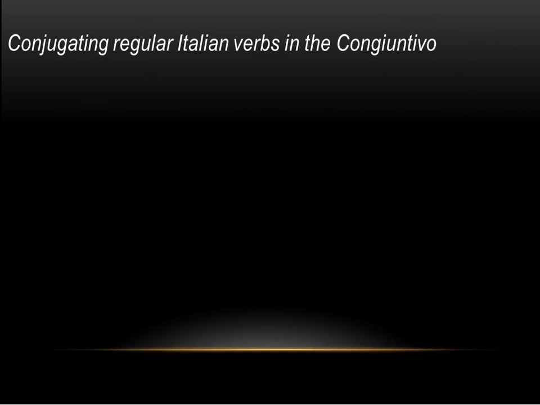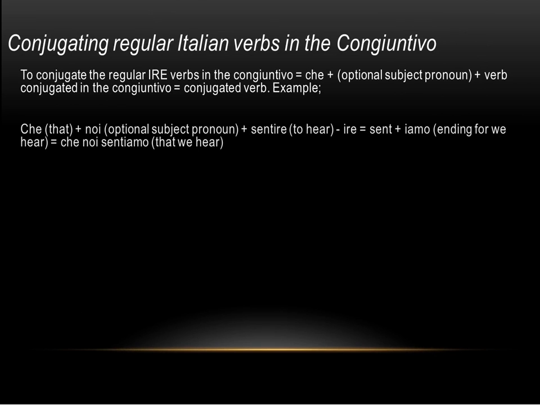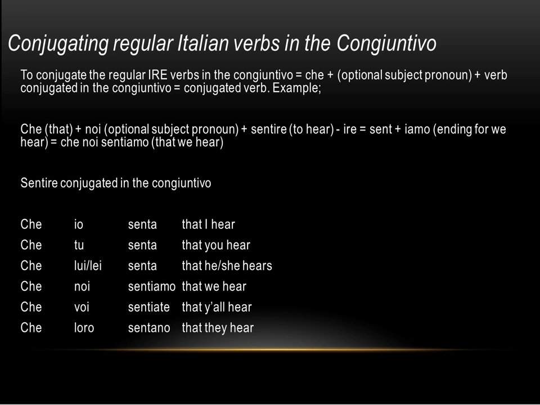And finally, let's look at the IRE verbs in the congiuntivo. These are going to be basically the same as the ERE verbs. We have noi, optional subject pronoun, sentire minus ire equals sent, plus iamo, ending for we here: che noi sentiamo, that we hear. So sentire is going to be che io senta, che tu senta, lui/lei senta, sentiamo, sentiate, sentano. Exactly the same as the ERE endings.